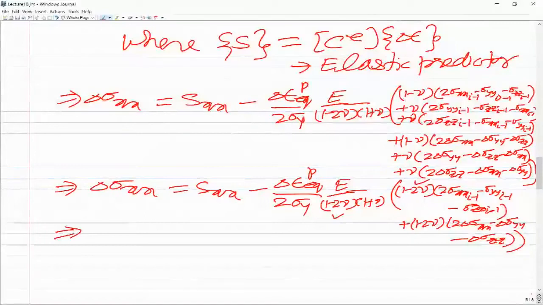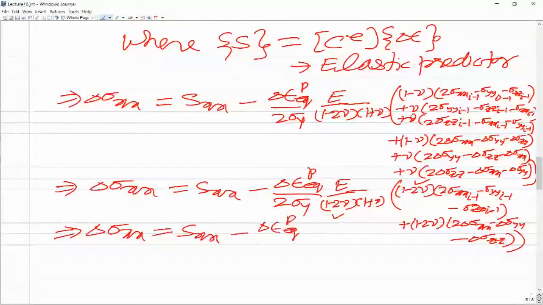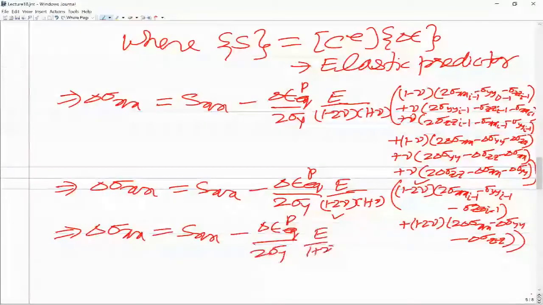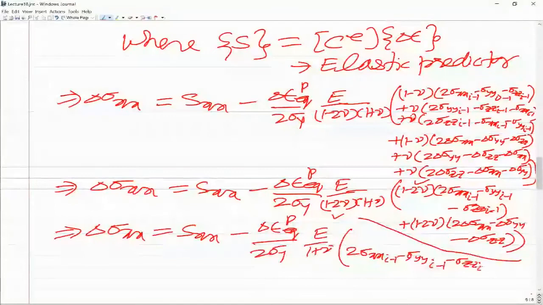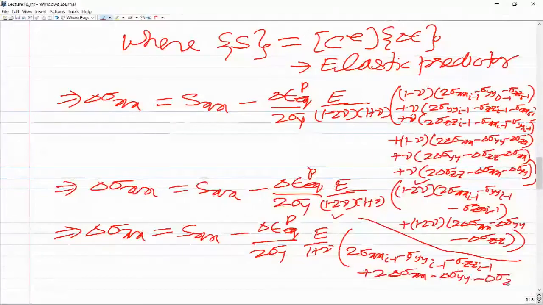So finally you will be able to write this expression as delta sigma xx is equal to sxx minus delta epsilon equivalent p upon twice of sigma y into E upon 1 plus nu, and then inside here what you will have is twice of sigma xx at i minus 1 minus sigma yy at i minus 1 minus sigma zz at i minus 1, plus twice of delta sigma xx minus delta sigma yy minus delta sigma zz. So this is what you can write.